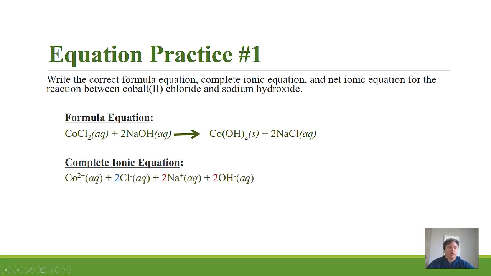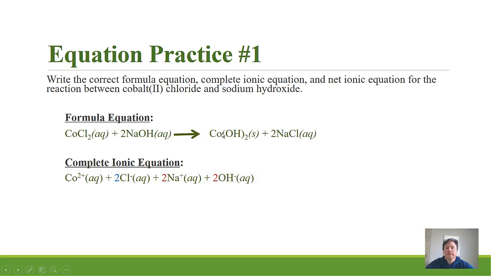We get cobalt. Now here's our 2 for chloride, 2 chloride minuses. Okay, now it only goes to chloride because it's a subscript. In the second case here, our 2 is a coefficient, so it goes to both compounds. So it's 2 sodiums plus 2 hydroxide.